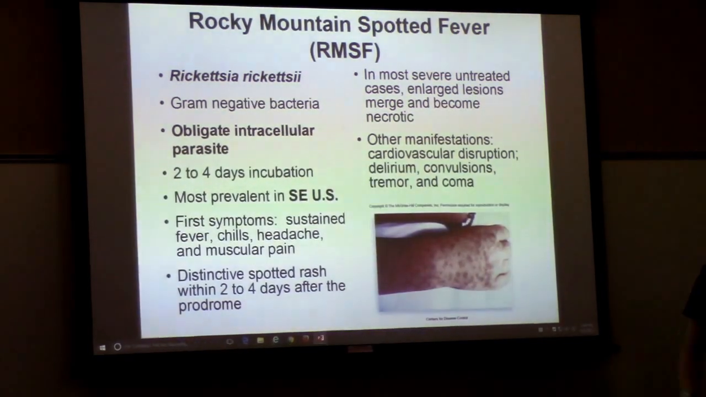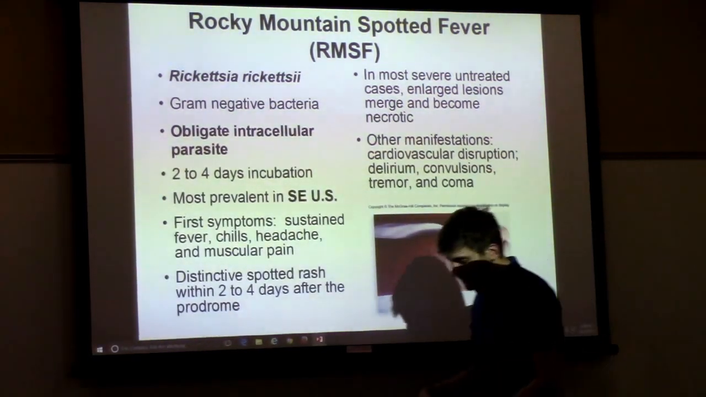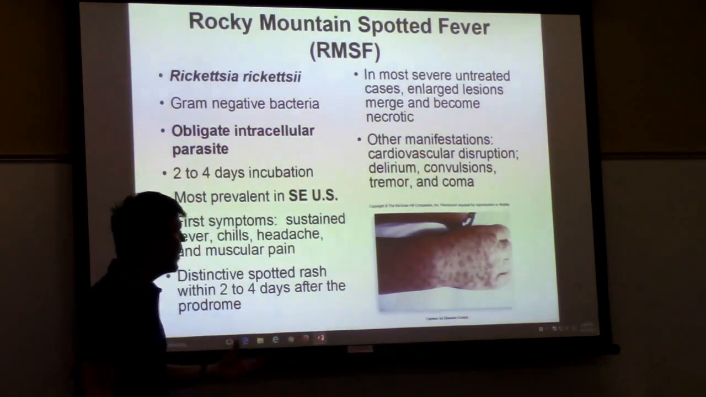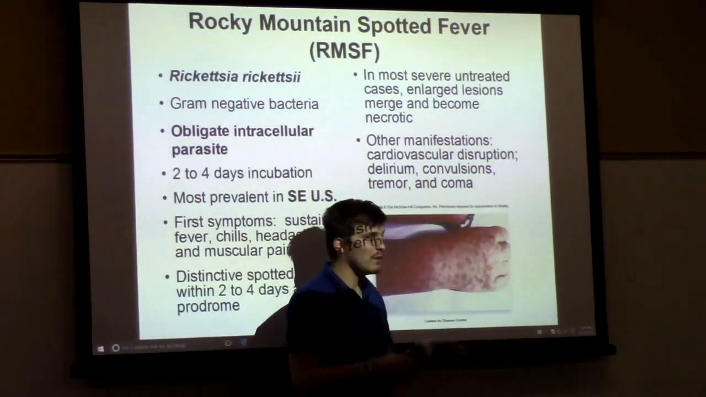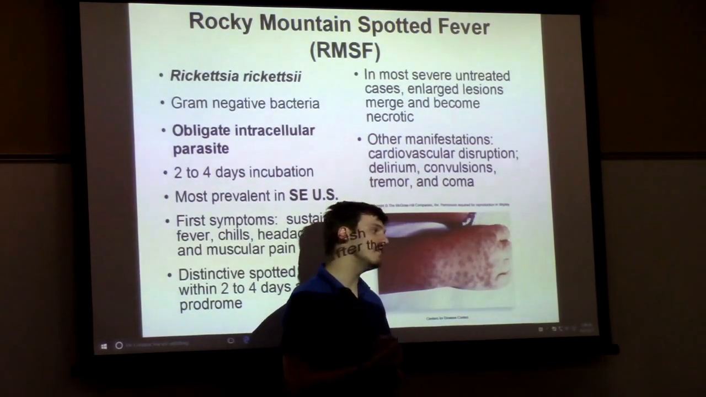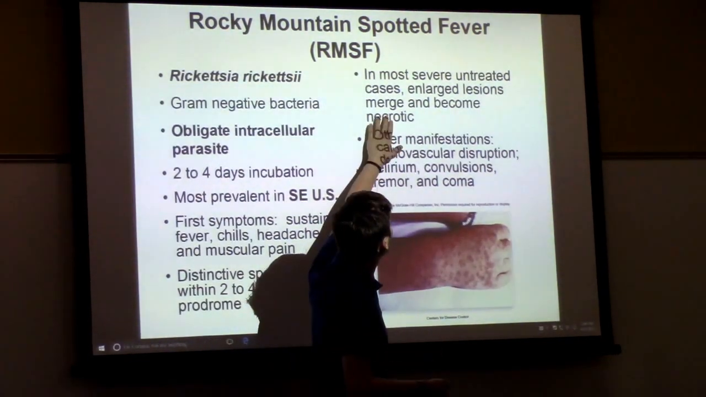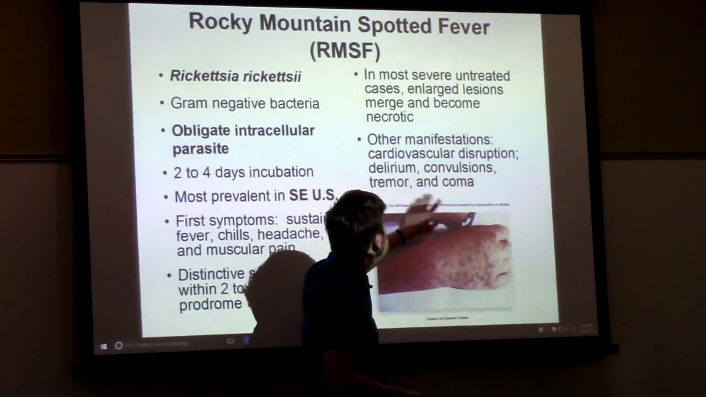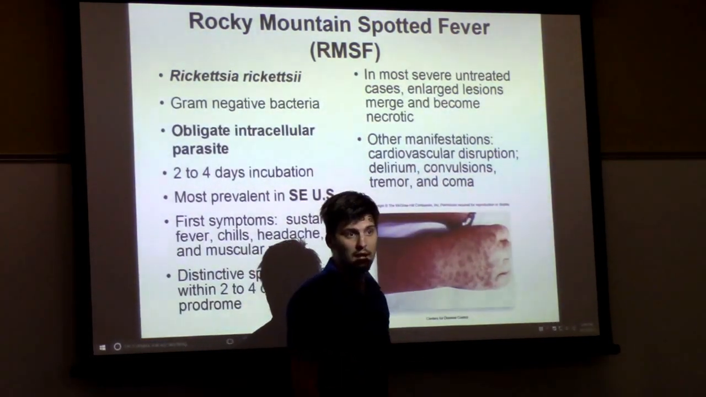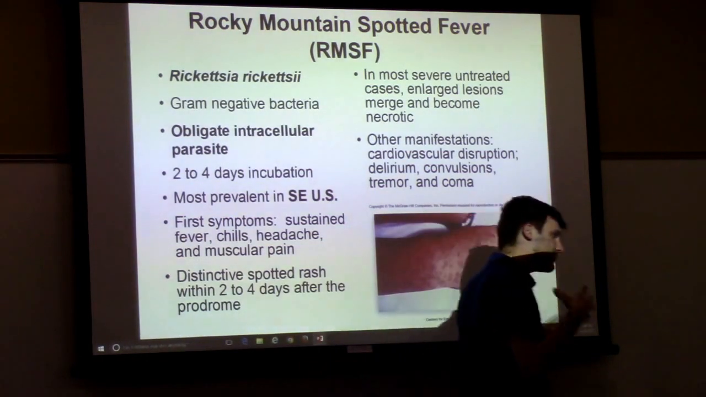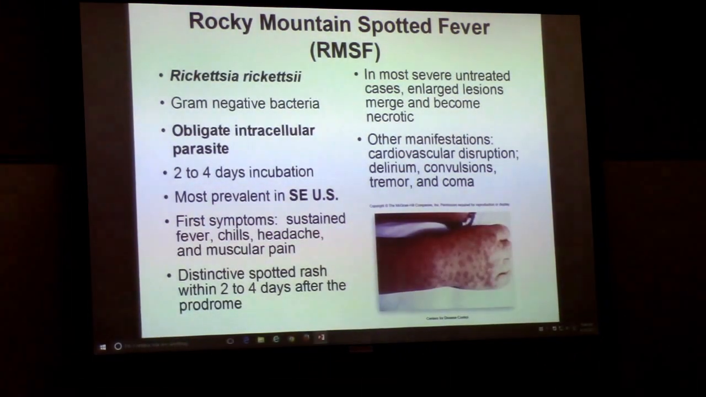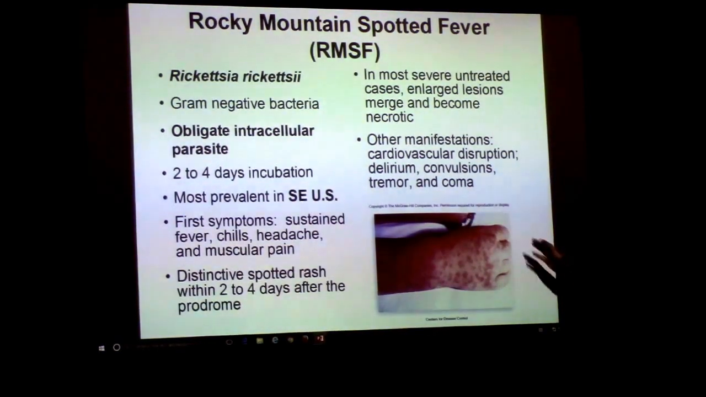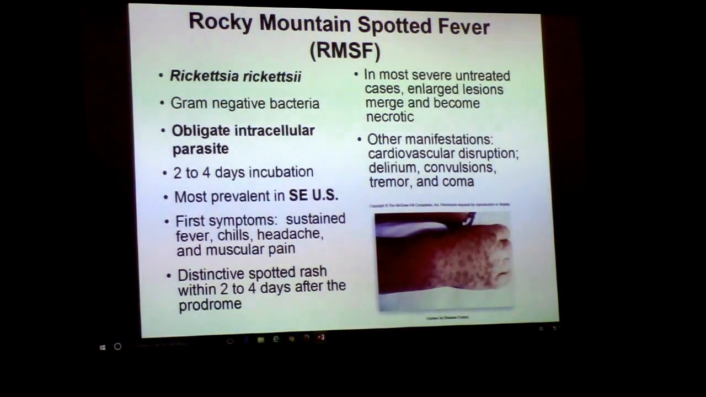Now, most people, this will self-resolve on its own. However, in some individuals, it will progress very, very rapidly. This rash will become big, open, oozing sores on the skin. This results in a lot of problems like necrosis, cardiovascular problems, convulsions, tremor, coma, and then ultimately death. But it is a bacteria that is readily treatable with doxycycline. So if you do get a red blotchy rash, go to the doctor. And oftentimes, this can be treated no problem.